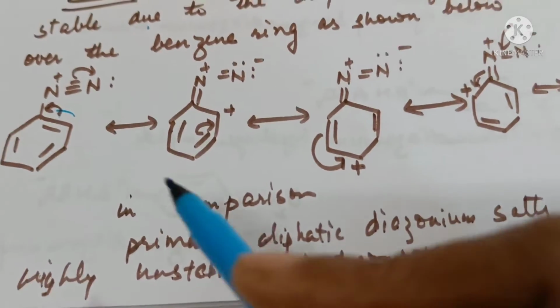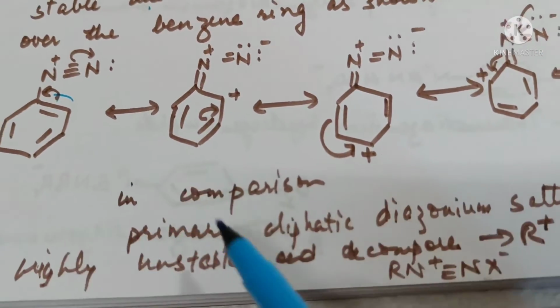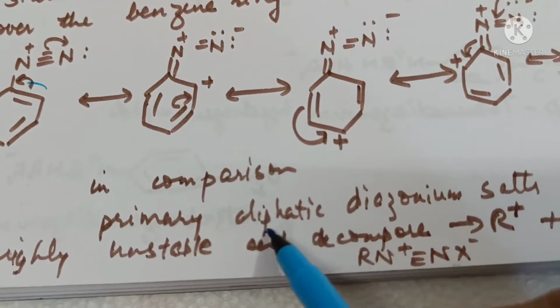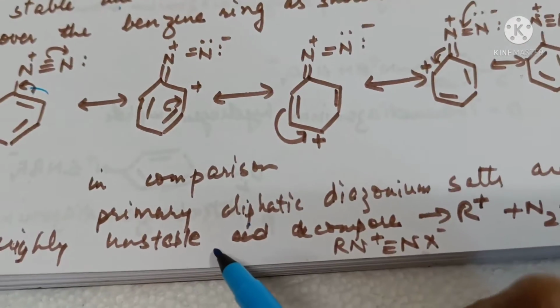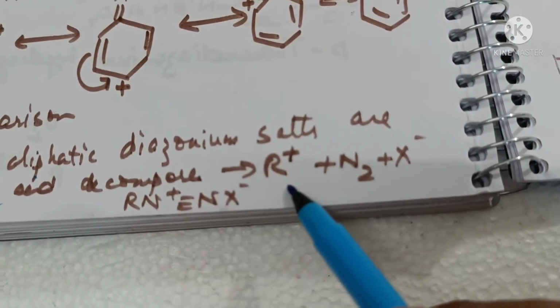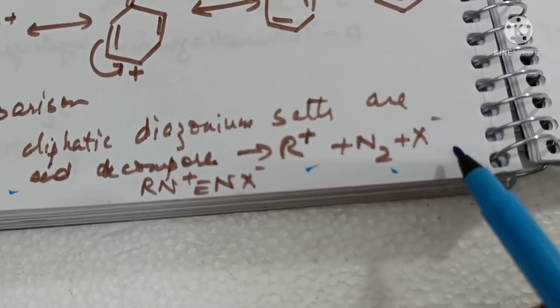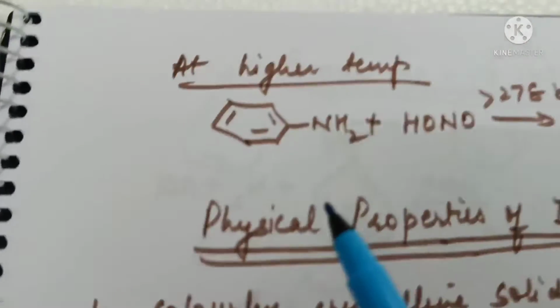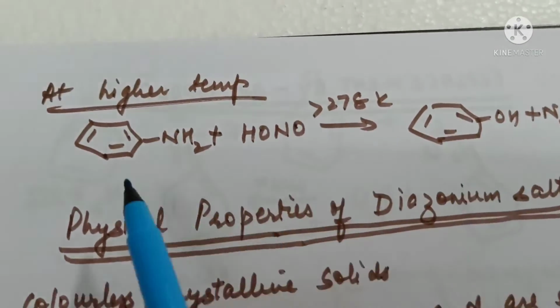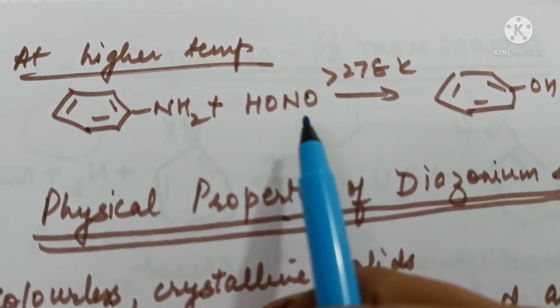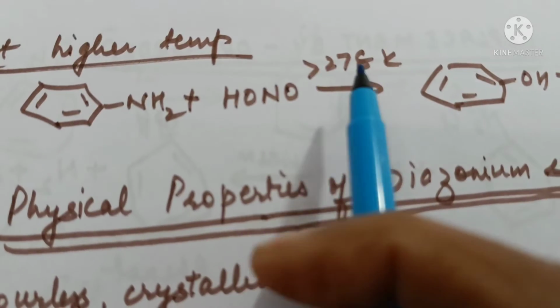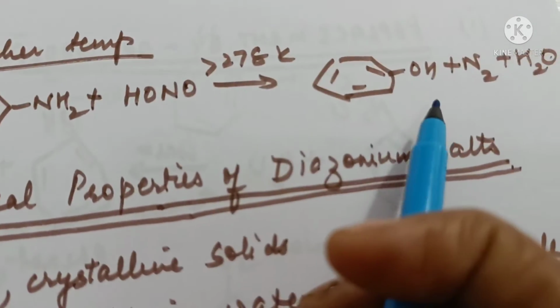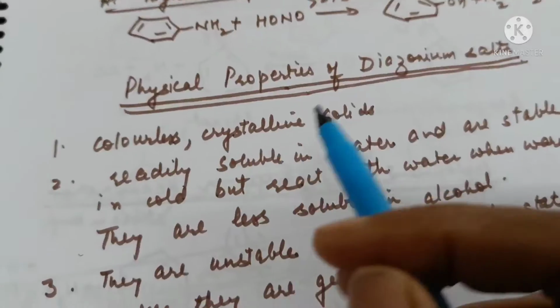In comparison, primary aliphatic diazonium salts are unstable and will decompose to give alkyl cation, nitrogen and halide anion. At higher temperature, even aromatic compounds will form different products. Aniline with nitrous acid at temperature greater than 278 Kelvin will form phenol, nitrogen and water.